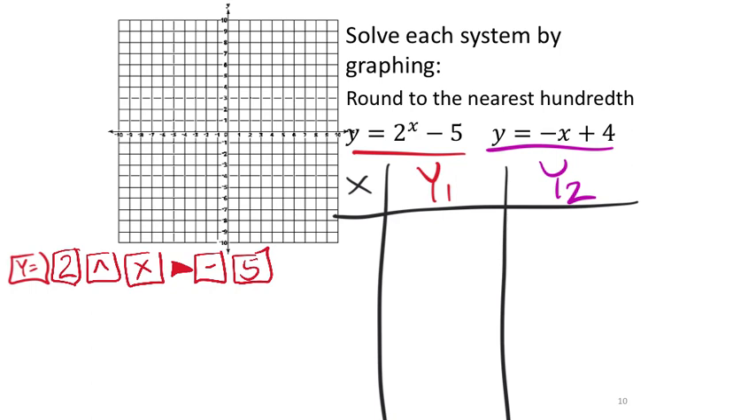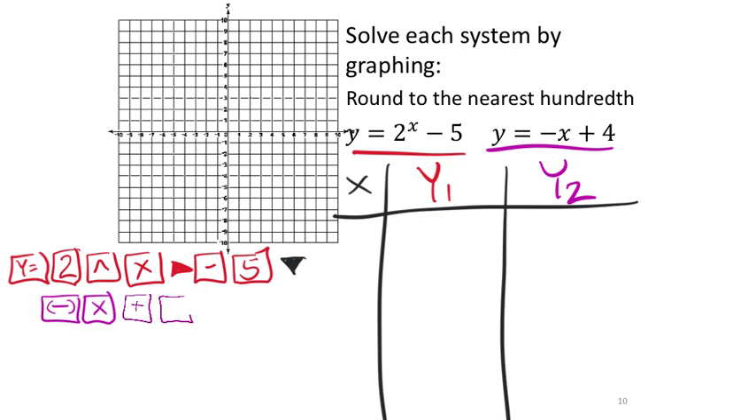So at this point then, I'm going to go down so I can put in my y2 function, my second function. So I go down, and now I'm ready to type in my purple equation, negative x plus 4. So I've got my negative button, which is in parentheses there. It's one button to the right of the decimal button, negative x, and then we've got plus 4.